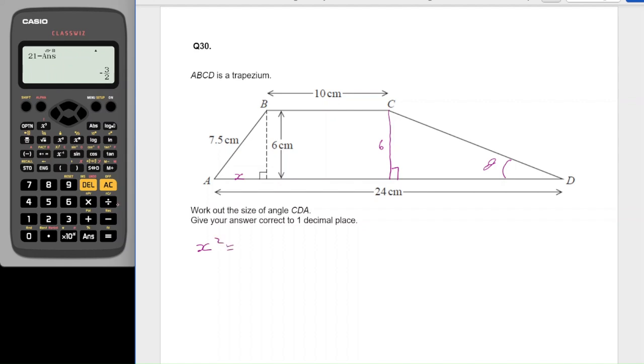X squared is going to be equal to, we've got Pythagoras again because it's 3 sides. And we're trying to work out a shorter side this time, so it's 7.5 squared minus 6 squared, which would give me the square root of 81 over 4. So the square root of 81 over 4, well, the square root of 81 is 9, the square root of 4 is 2, so it's going to be 4.5.